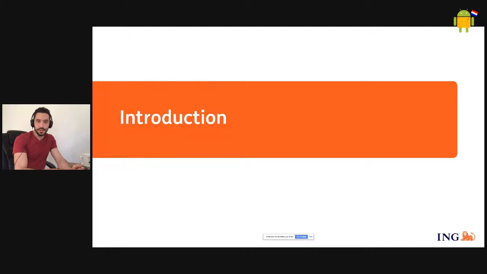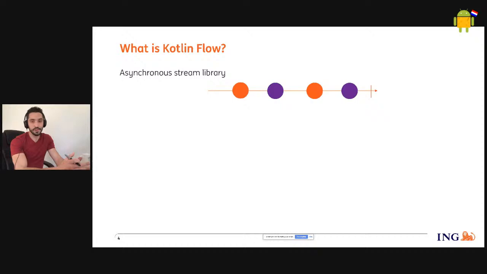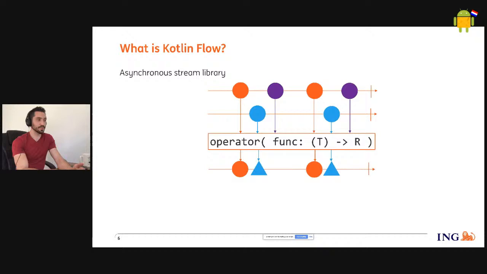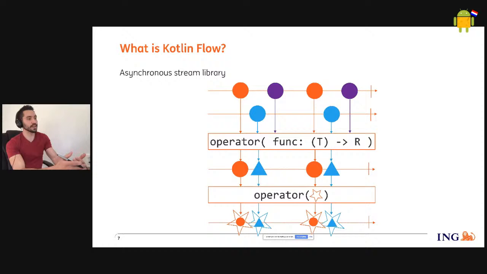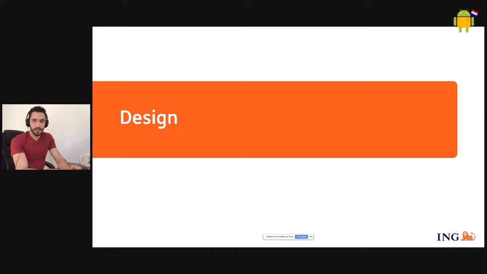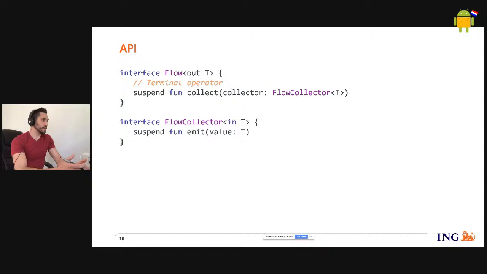So Kotlin Flow is a library for working with asynchronous streams. It's a library that basically allows us to create, transform, and compose data streams, as well as perform side effects. And all this by chaining operators, which is quite similar to RxJava, but using coroutines. The design is quite simple. There are only two interfaces that you have to work with. One is Flow, and the other one is a FlowCollector. You have this collect, a terminal operator, from which you can emit values. And we'll see some code examples.